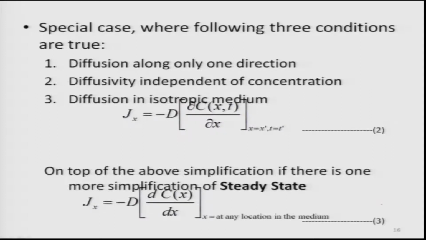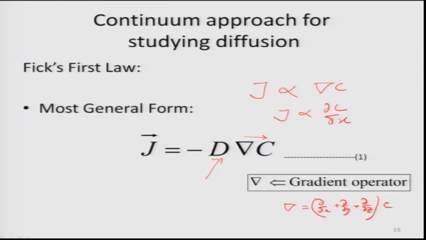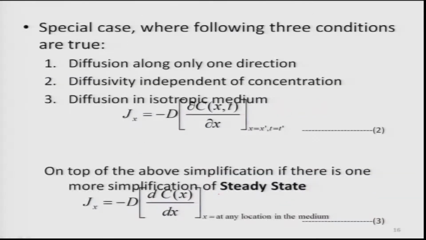Special case where the following conditions are true: suppose diffusion happens only in one direction. We can think of a 2D thin film with diffusion always happening in one direction, and D is a constant. Let me explain what D is. D is known as diffusivity. Diffusivity is the ability of a material or atom to diffuse. More will come when you discuss the other laws. When D is constant and the medium is isotropic, we can write Jx is minus D del C by del x at some time and some space. That simplifies our life because we can use a one dimensional format of the equations.